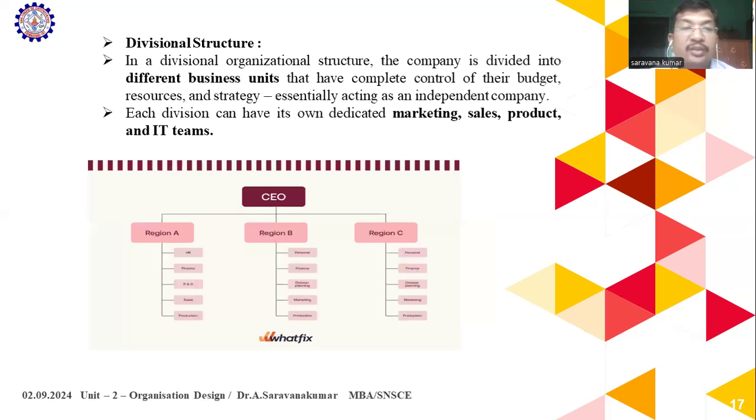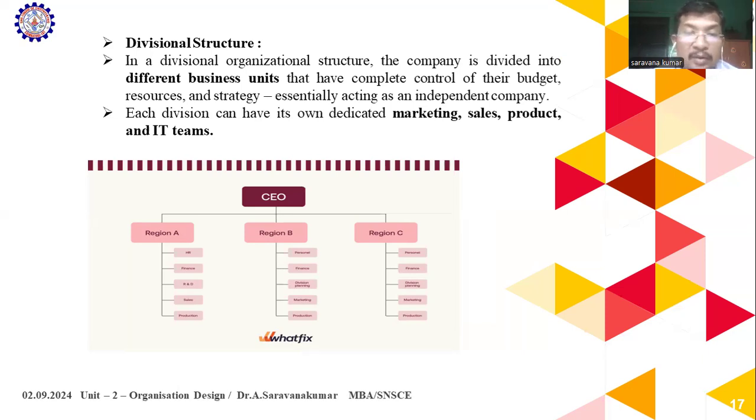Divisional structure. In a divisional organizational structure, the company is divided into different business units that have complete control of their budget, resources, and strategy, essentially acting as an independent company. So each division can have its own dedicated marketing, sales, product, and IT teams.